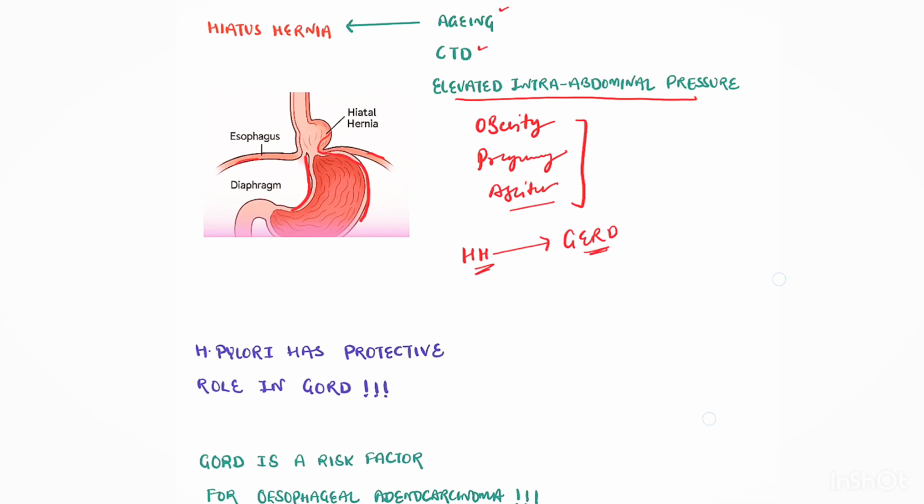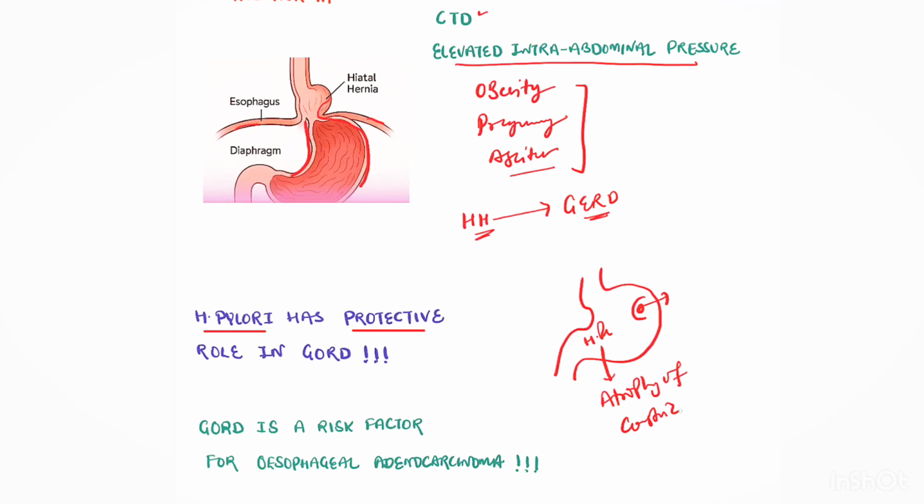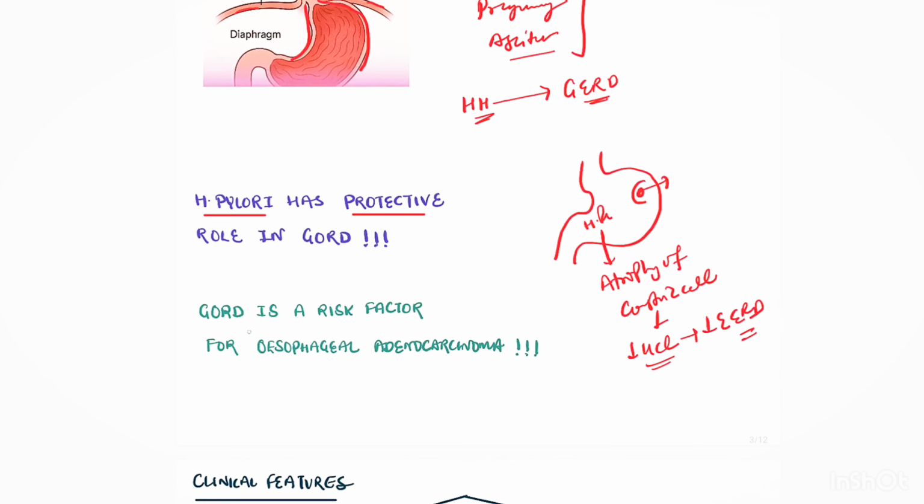And now, what is the protective factor for GERD? H. pylori. H. pylori infection has a protective role. How? Let us assume this is the stomach. After the H. pylori infection, there will be atrophy of gastric cells. So H. pylori causes atrophy of gastric cells, which leads to decreased production of HCl and decreases the risk of GERD. And GERD causes esophageal adenocarcinoma.